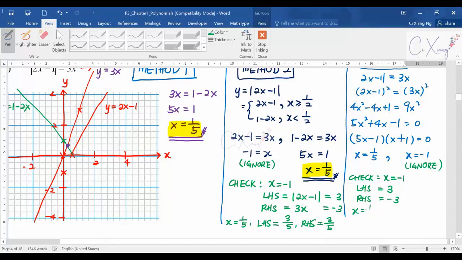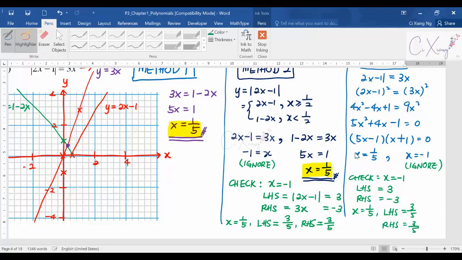Then when x equals 1/5, you check that the left hand side is equal to 3/5. The right hand side is also 3/5. Okay. So for this one, that means x equals 1/5 will be the answer.